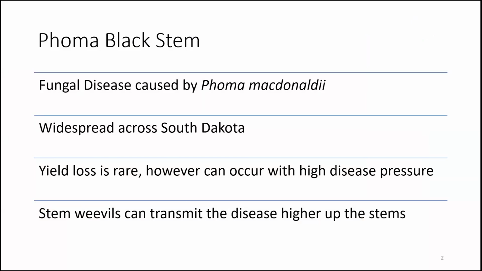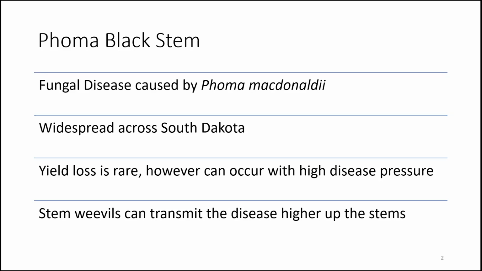The first one I'm starting with is what is considered to be one of the most widespread sunflower diseases in the state, and that's Phoma black stem, commonly called Phoma. It is a fungal disease caused by a Phoma species of fungus. The yield loss associated with the disease is extremely rare. However, there have been a few reported cases of minor yield loss with high disease pressure.